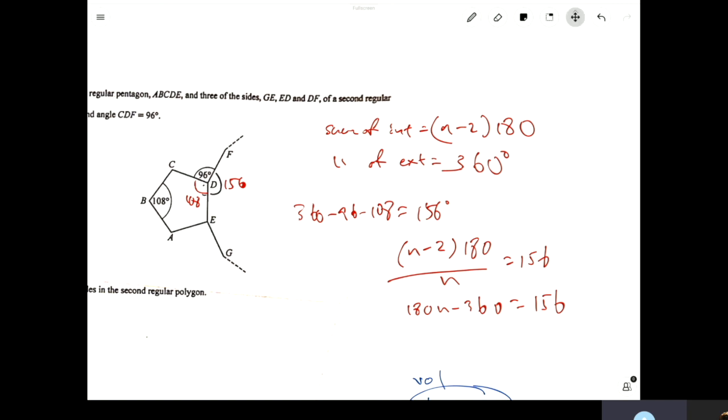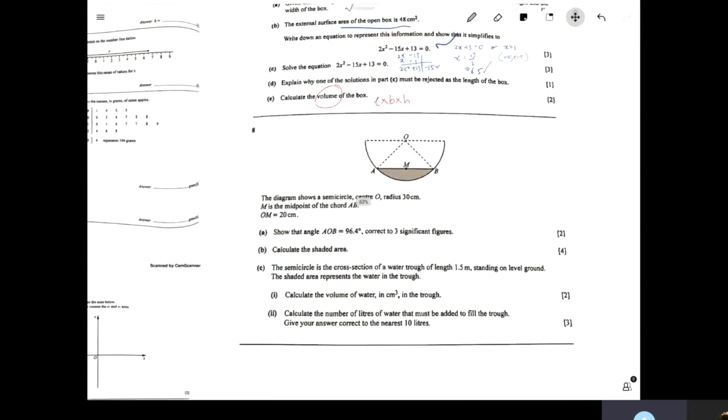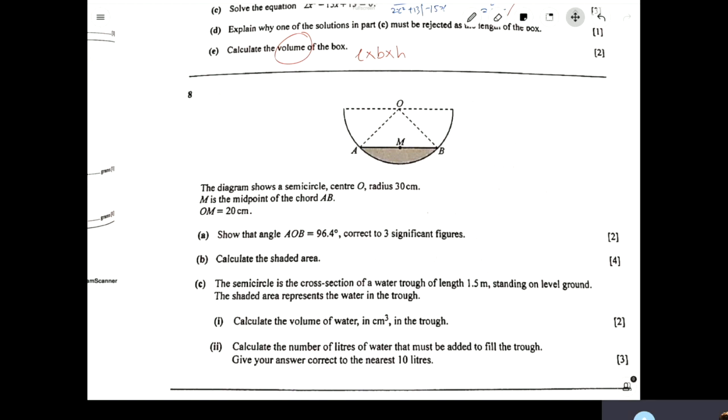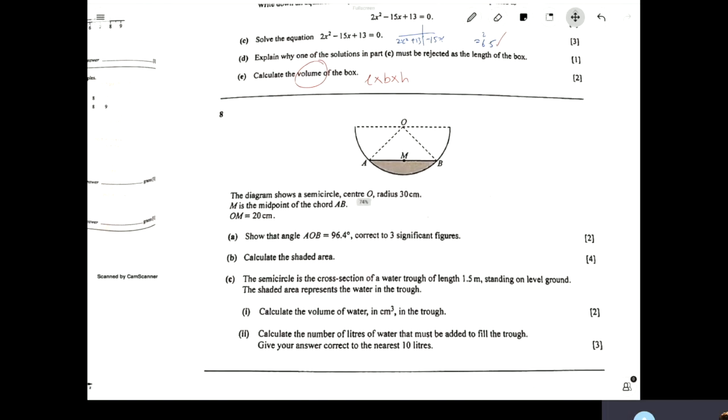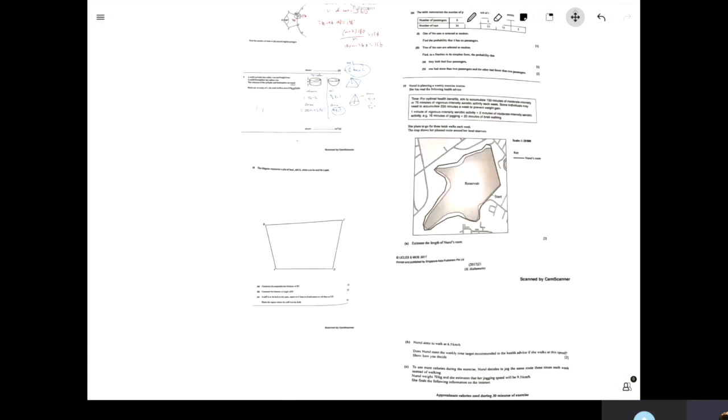So this is the polygon angles. Let me see, is there any other angle stuff? Angles. This one? Is this considered? Yeah, this one. That's considered angles. So this is the radian thing. Radian study. Oh, the radian. Yeah. No other angle stuff.